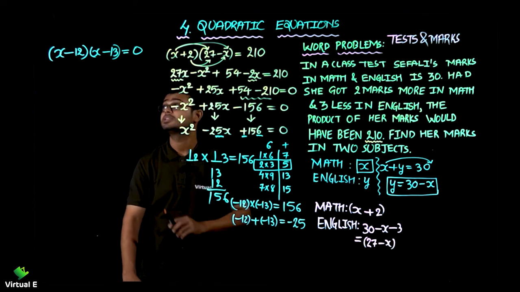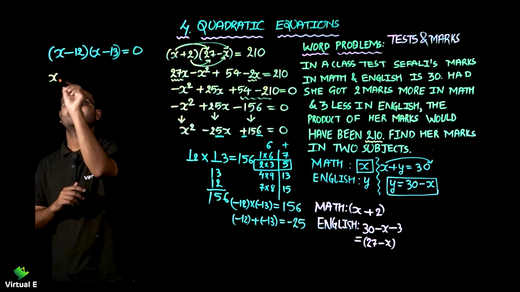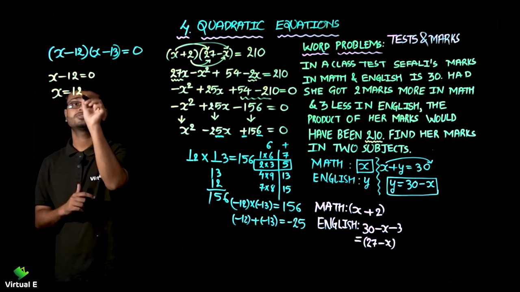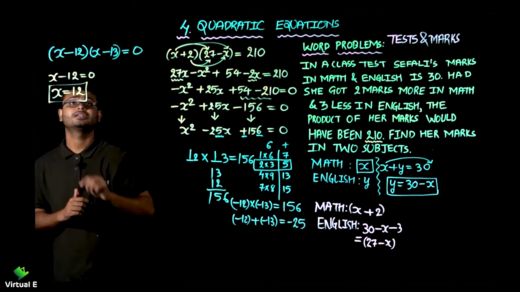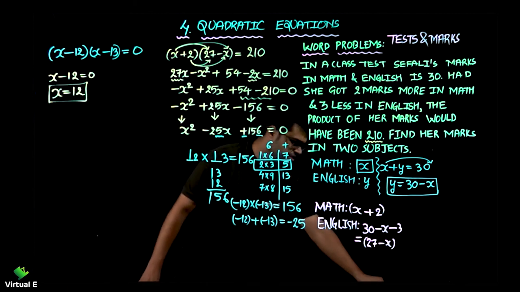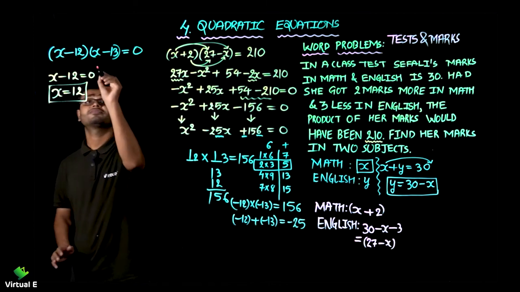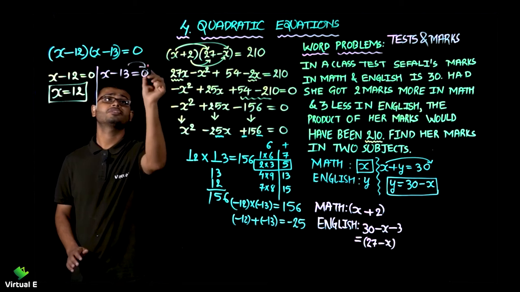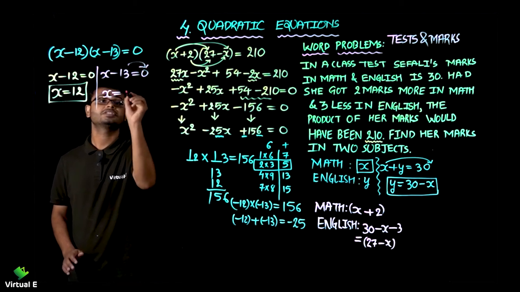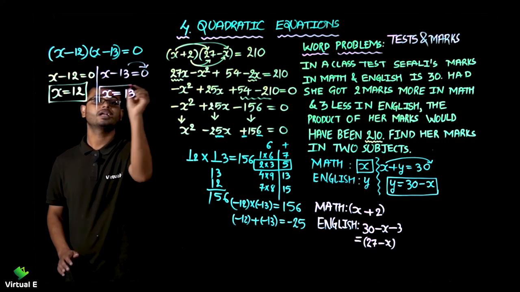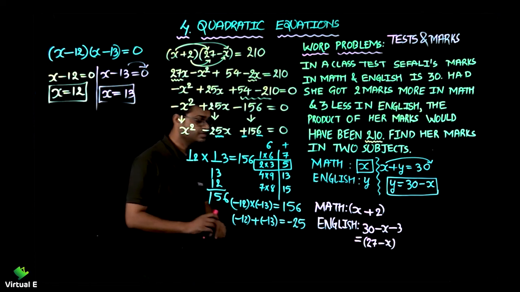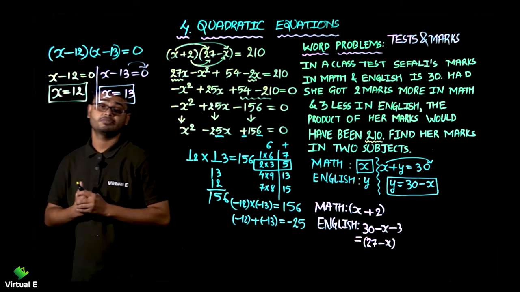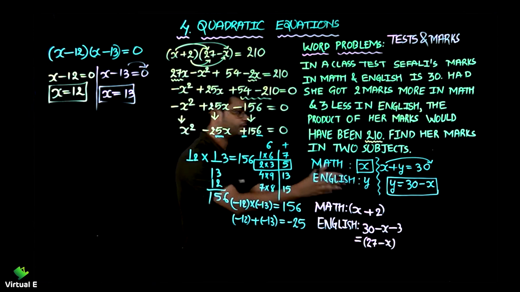Let's do it. Let's start with the first factor. So x minus 12 is equal to 0, so x is equal to 12. Simple. Then what's the second value? x minus 13 is equal to 0. Let's shift 13, so x is equal to 13. So there are two possible values of x: x is equal to 12 or x is equal to 13. Now let's go back to the question.